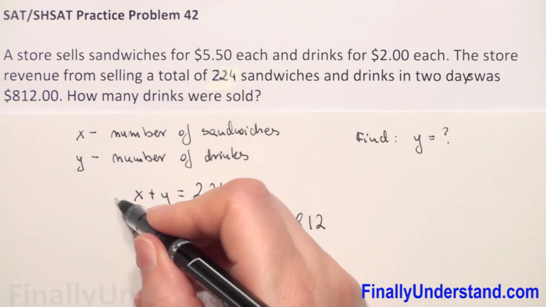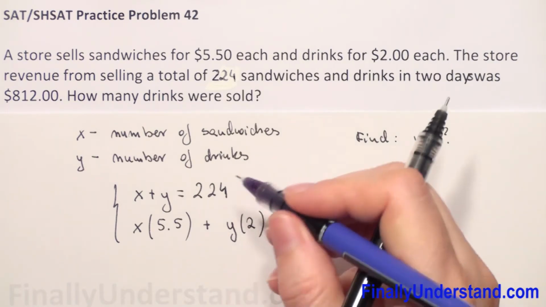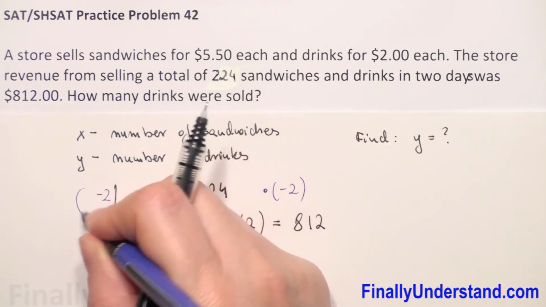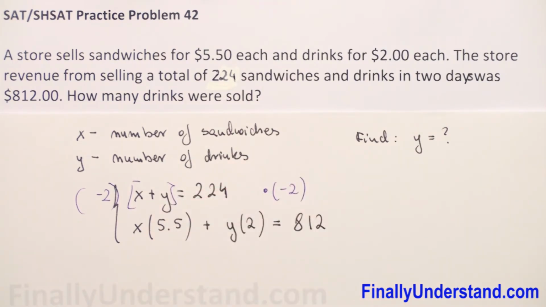So we got two equations, two unknowns, and how can we solve these two equations? I will use the addition subtraction method. So first I will multiply, because in the second equation I have 2y, so I will multiply the first equation by -2. The whole expression on the left side I have to multiply by -2.